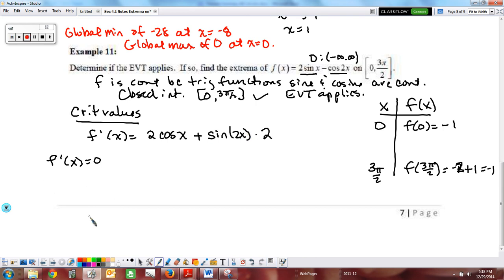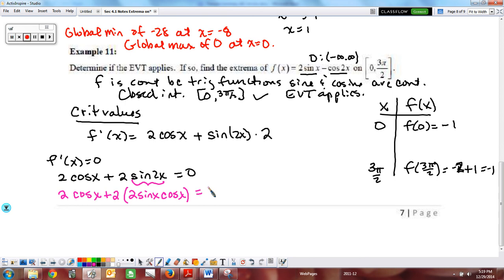So I need to solve this. Oh, such a sad thing. How do I solve 2 cosine of x plus 2 sine of 2x equal to 0? We might need to remember an identity. Sine of 2x is 2 sine of x cosine of x, so times 2 plus 2 cosine of x. So I make an identity substitution.